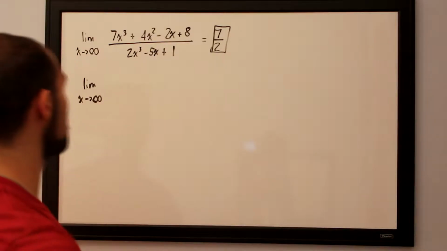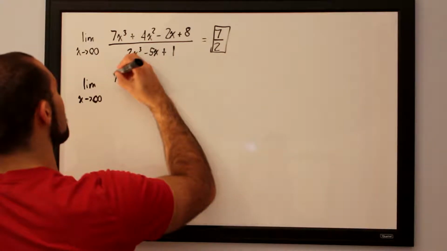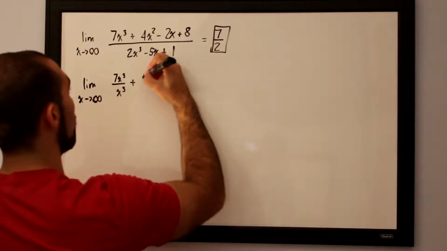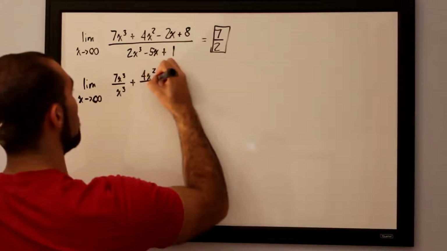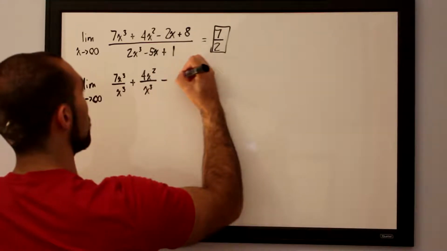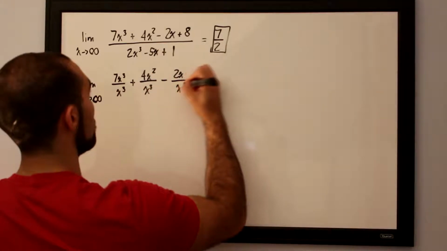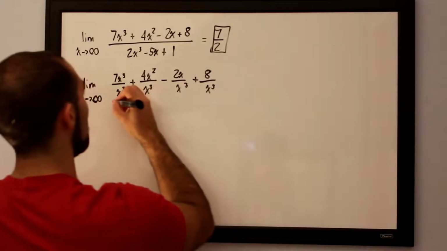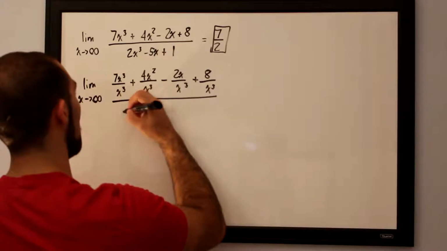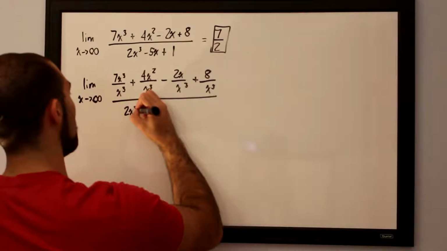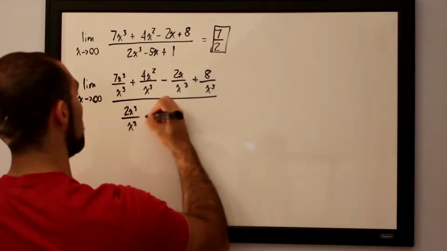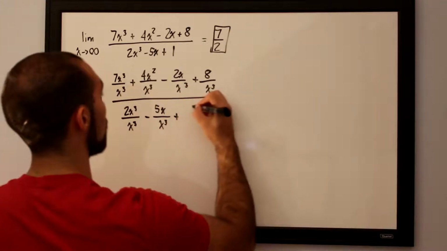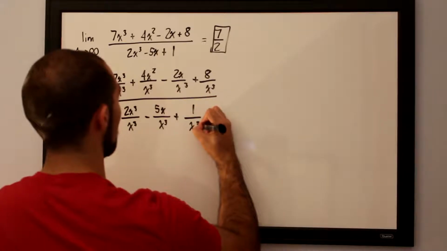The highest power of x is x to the third. So we are going to take 7x to the third and divide it by x to the third. We're going to take 4x squared and divide it by x to the third. Same thing with 2x over x to the third plus 8 over x to the third. And then same thing in the denominator: 2x to the third over x to the third minus 5x over x to the third plus 1 over x to the third.